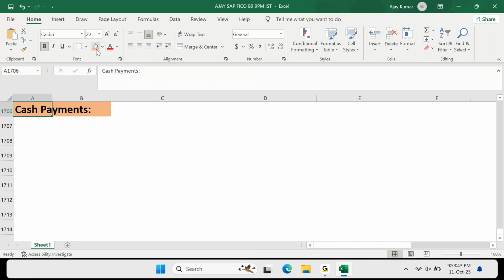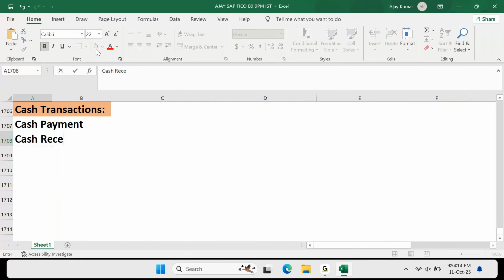See how your client is working on the cash, how they are receiving, how they are paying, how they are currently managing the cash, how they are reconciling the cash is what you need to understand. Accordingly set up. Meaning you have two-way cash transactions. You'll get cash payment, you'll also get cash receipt.